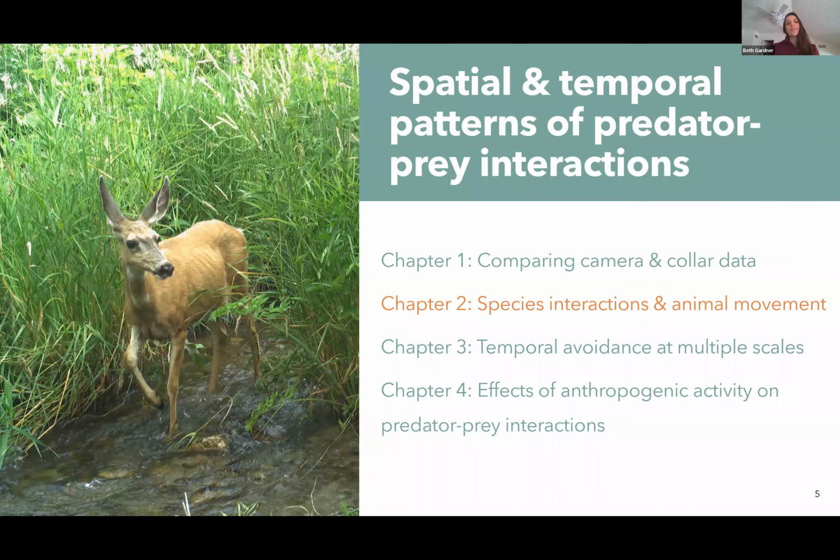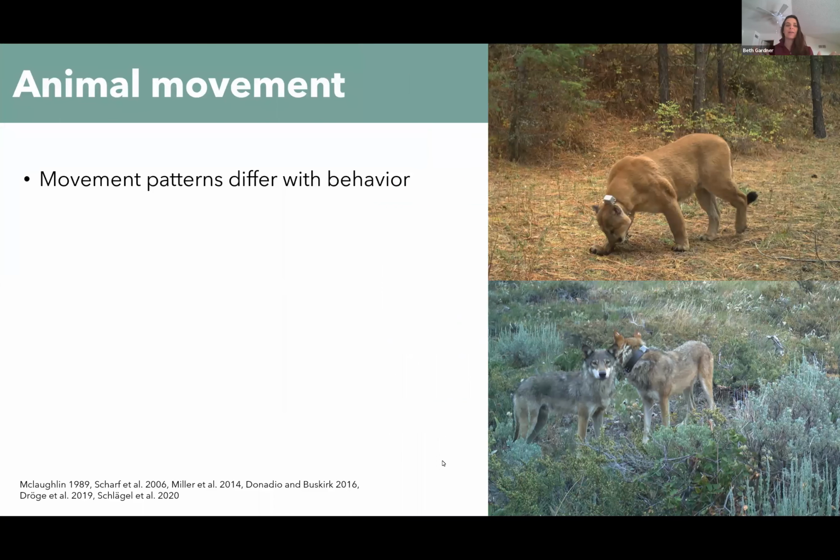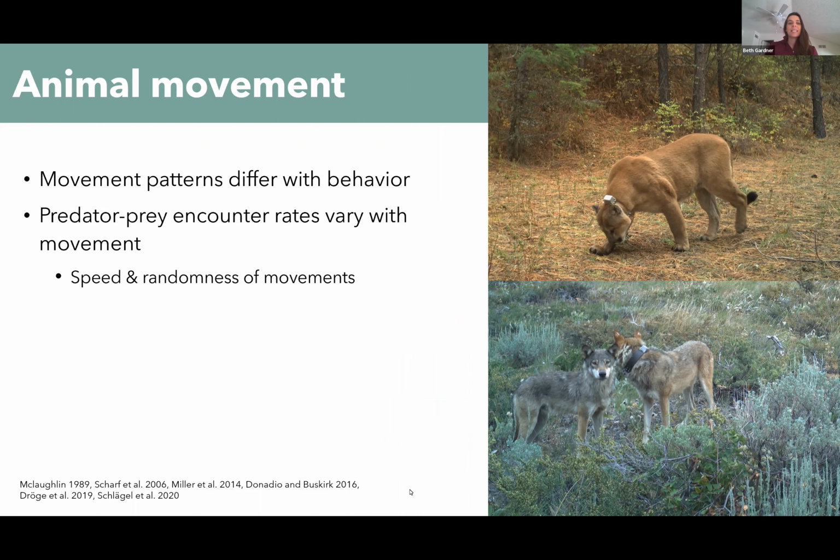So in this chapter, Sarah looked at species interactions in relation to animal movement. As background, we know that animals move, and they move in different ways when they have different behaviors. So we can expect that things like predator-prey encounter rates are going to vary with movement. In some cases, we might expect faster speeds depending on the way that an animal hunts, or we might expect randomness of movement in the way that a predator responds to a particular prey. So prey are likely to adjust how they move to minimize their predation risk.